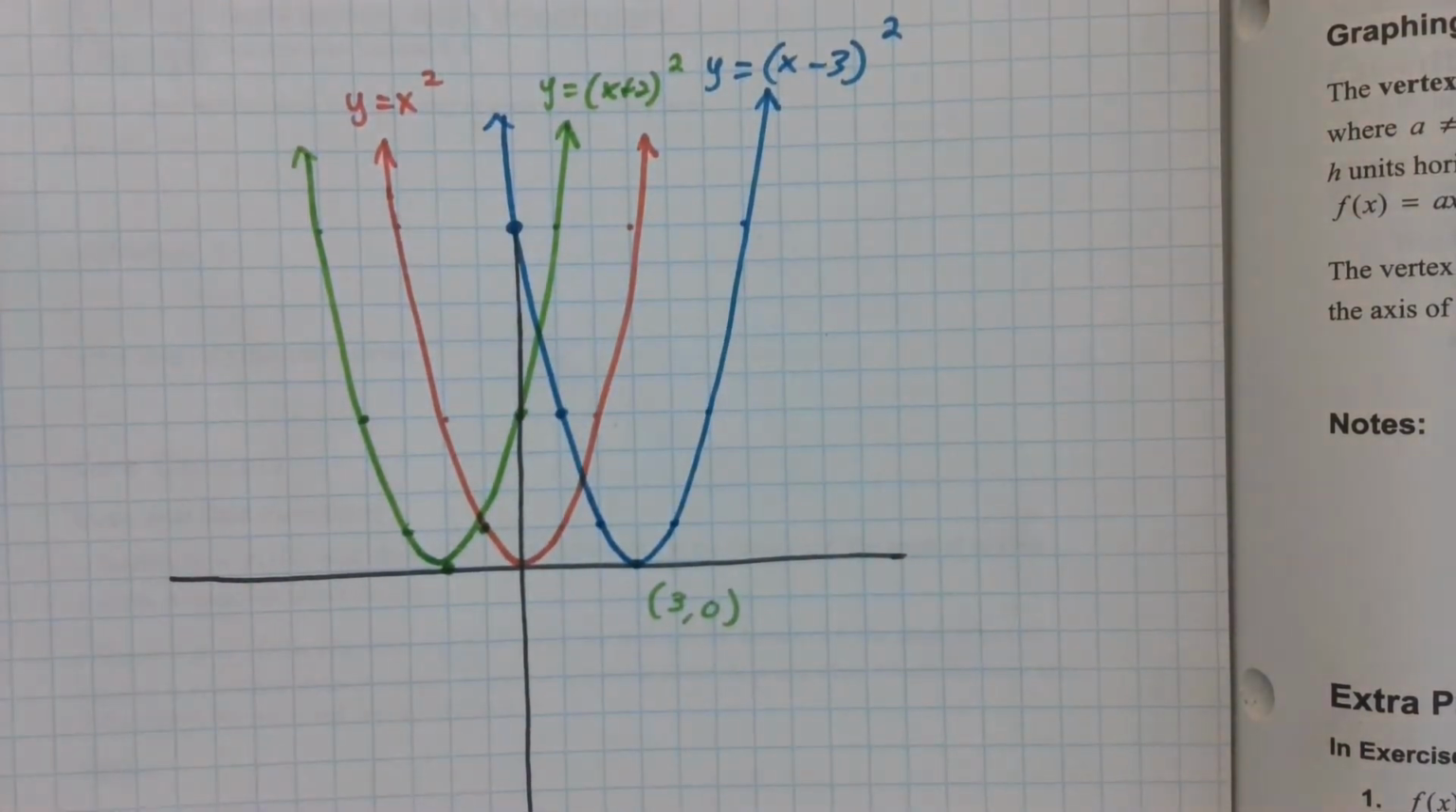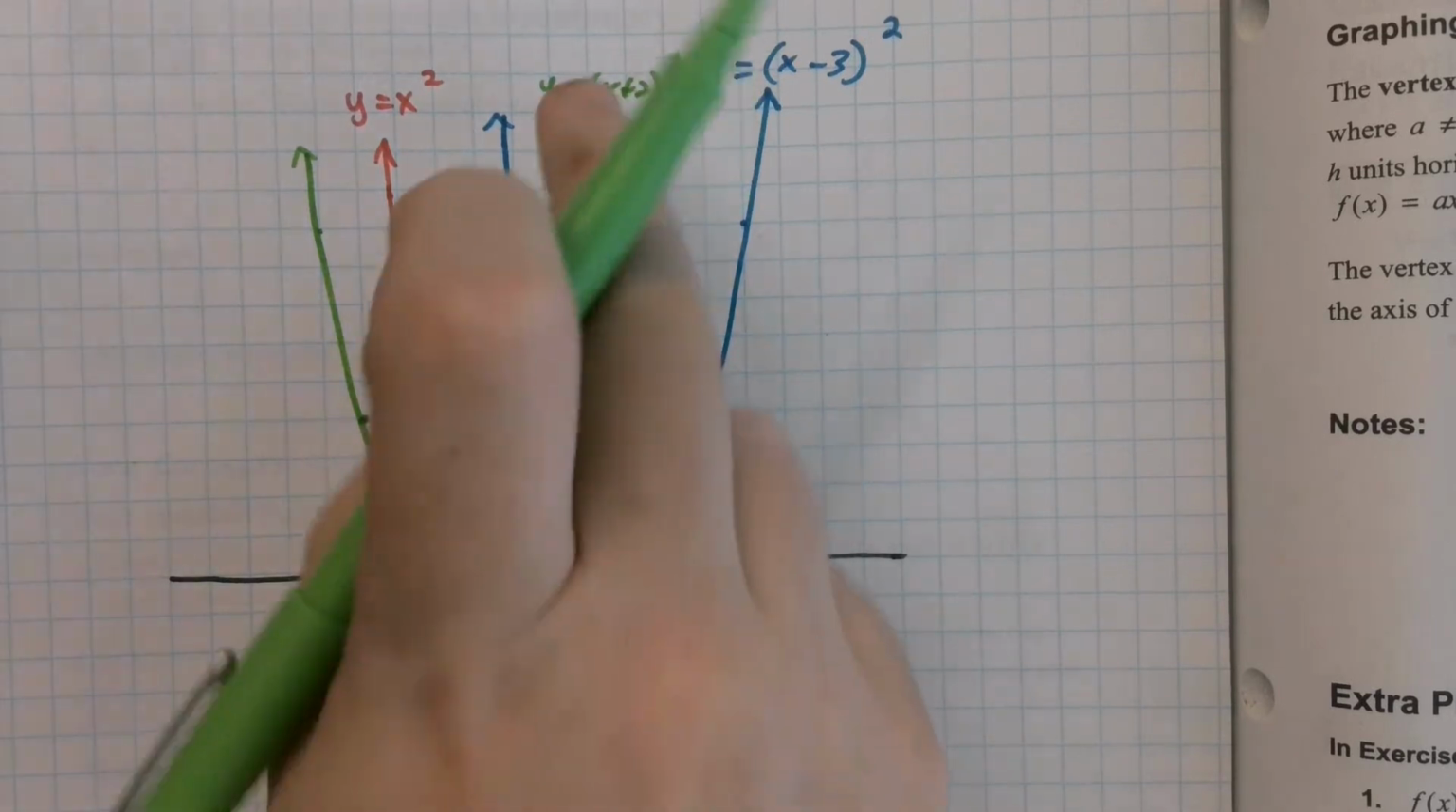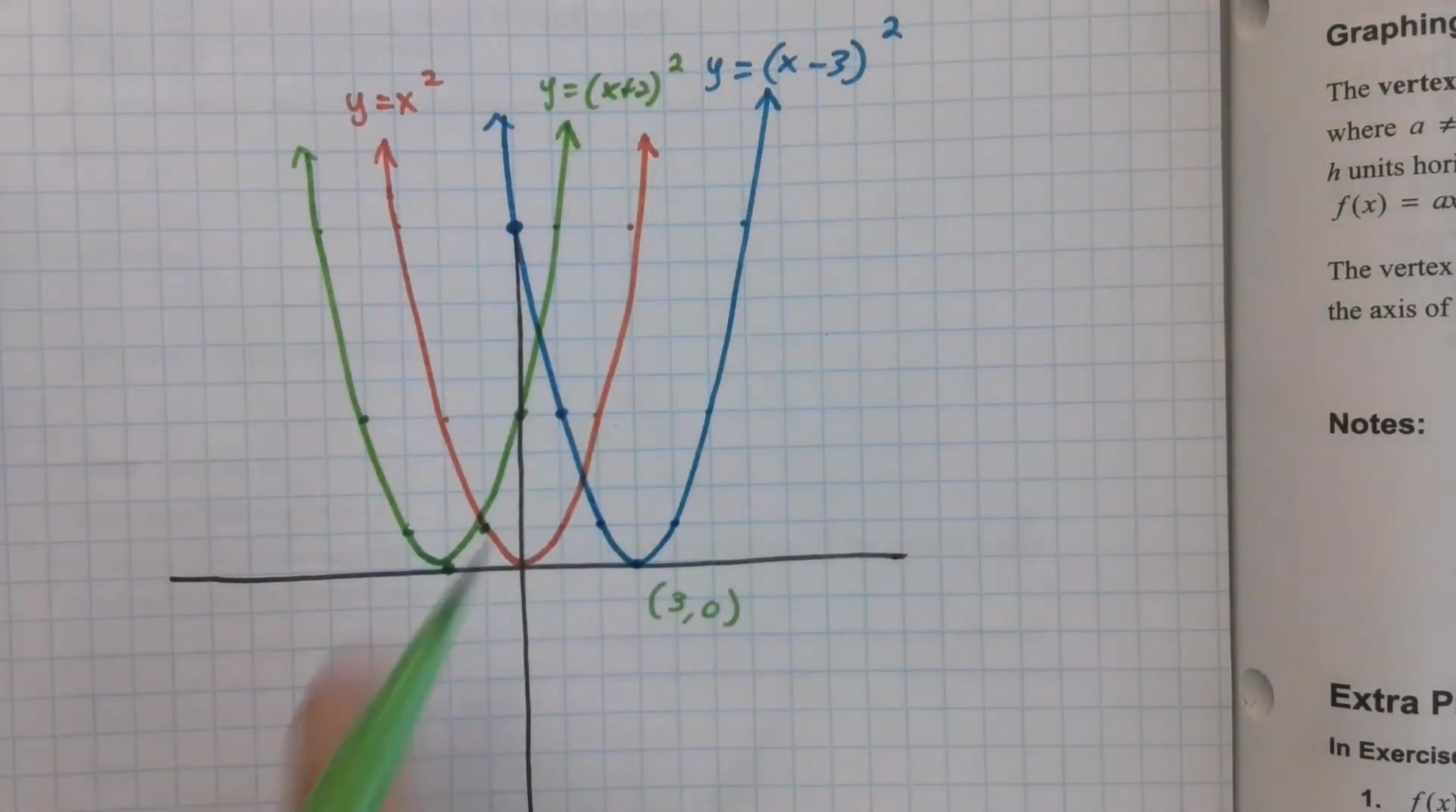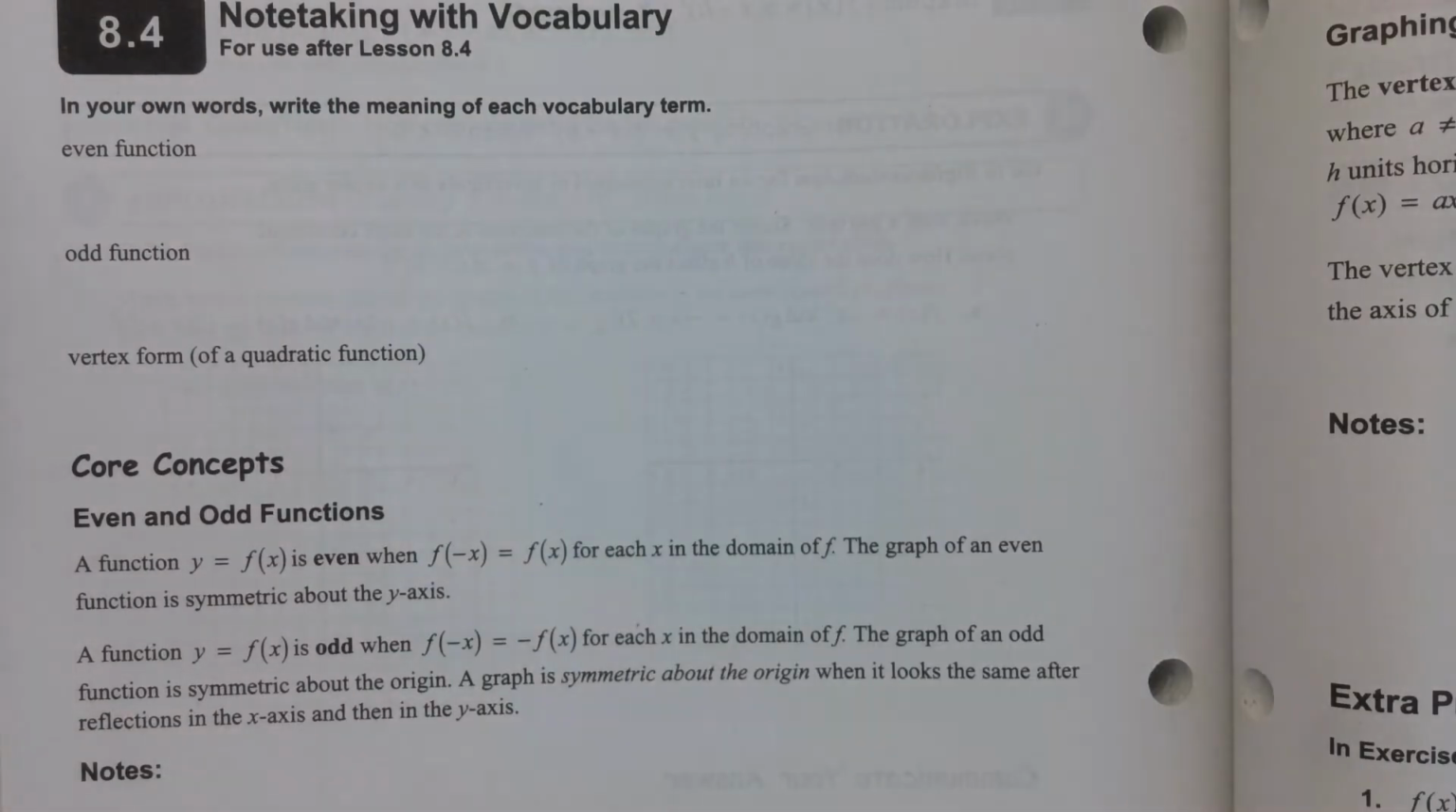So what's the deal with this? Why is it sort of flip-flopped? Why is it that plus 2 moves it to the left and minus 3 moves it to the right? Well, it has everything to do with what we call the vertex form of a parabola. Let's flip over to our notes on page 262.